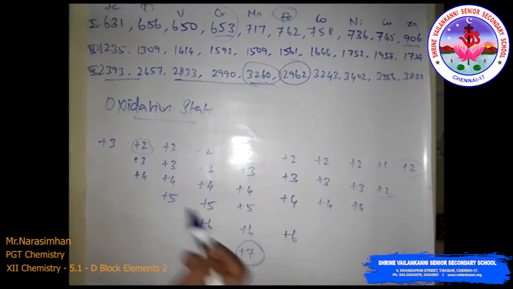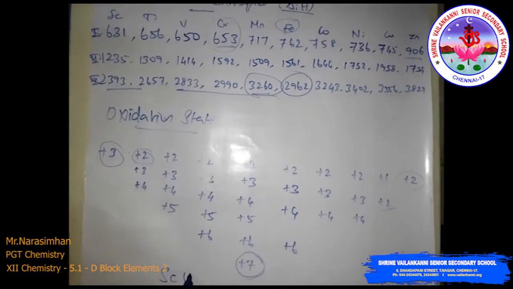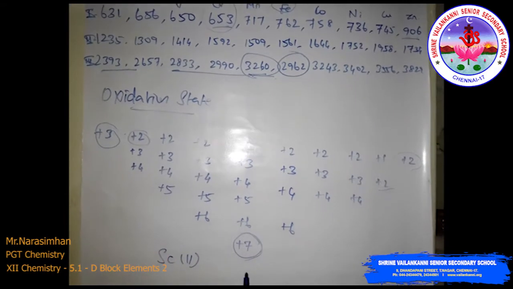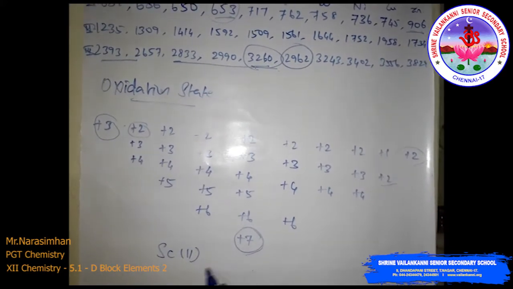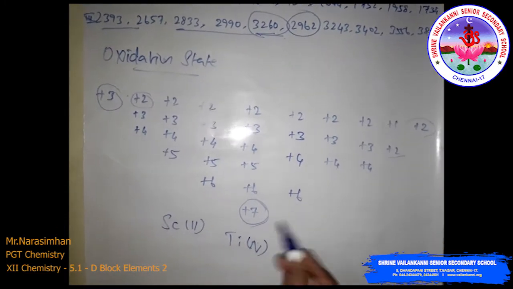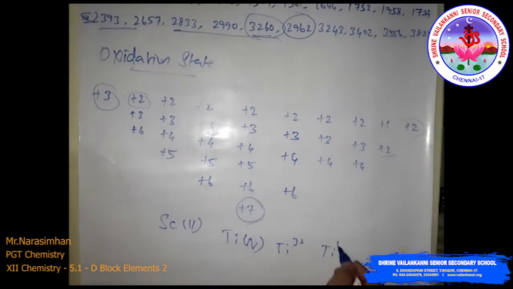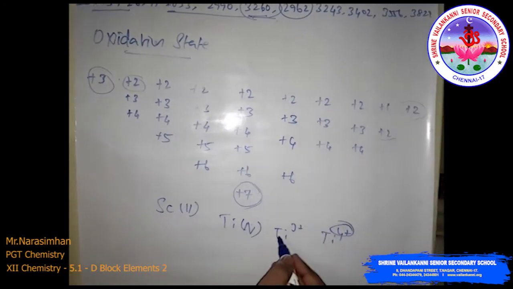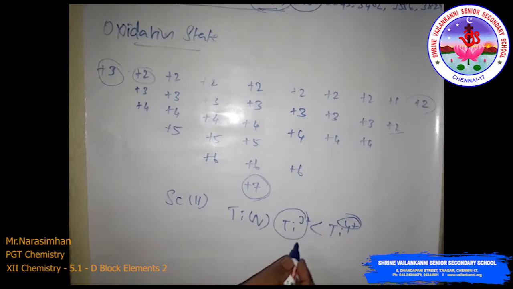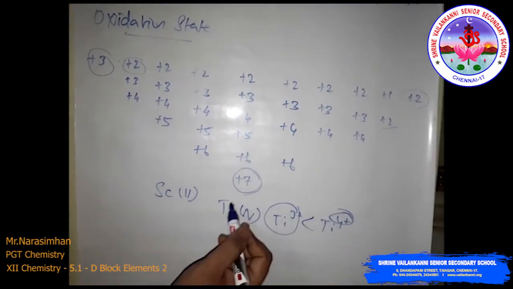In the early series, scandium +2 is virtually unknown. That means titanium +4 is more stable than titanium +3, and also more stable compared to titanium +2.